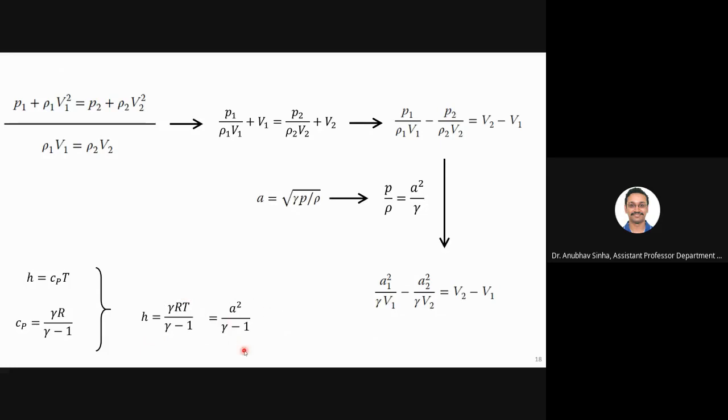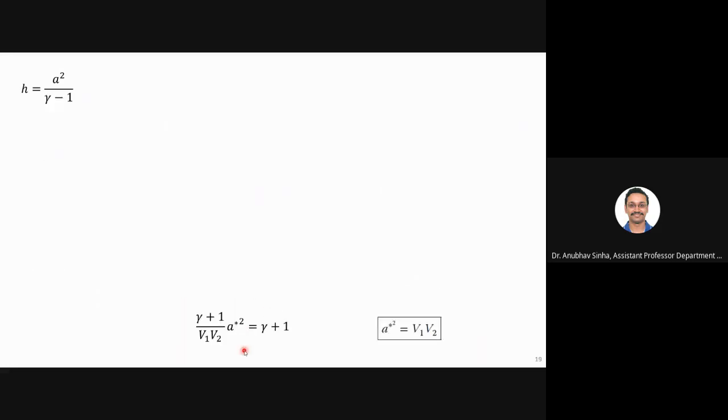Now, the animation is not working properly. Anyway, so this is H which we have derived in the last slide. Now we have this relation.